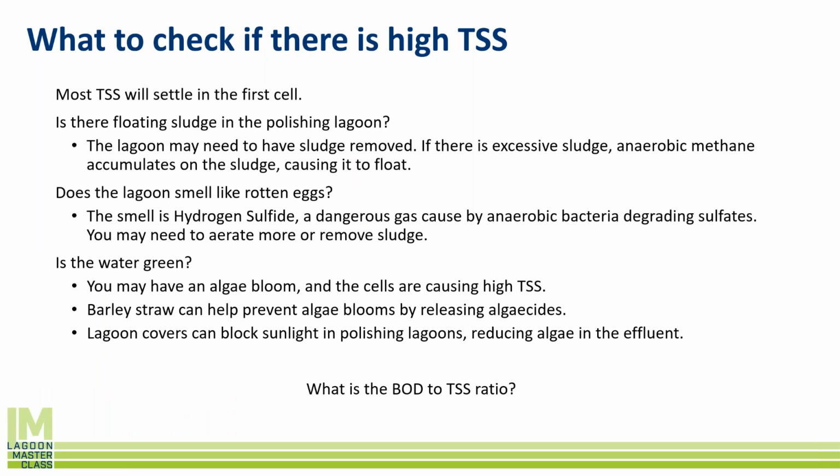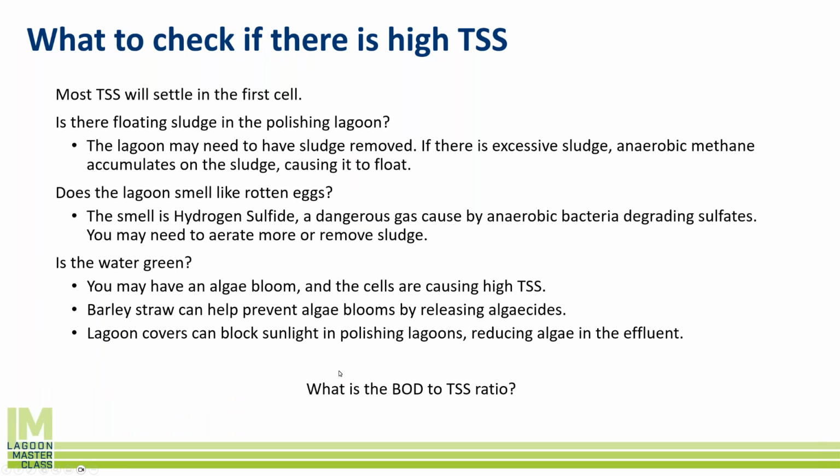The other thing we can do is add lagoon covers in the last cell, in the polishing cells. Lagoon covers then can block the sunlight. By blocking the sunlight, that reduces the algae in the effluent. Those algae will die and they'll settle out in the polishing pond. In some cases, we've seen lagoon operators use a little bit of chemical to help coagulate those algae and help them sink so they precipitate out in the polishing pond before they get to the effluent line.